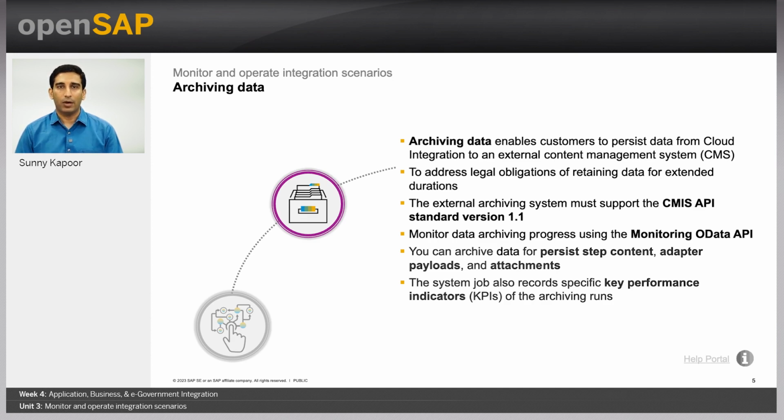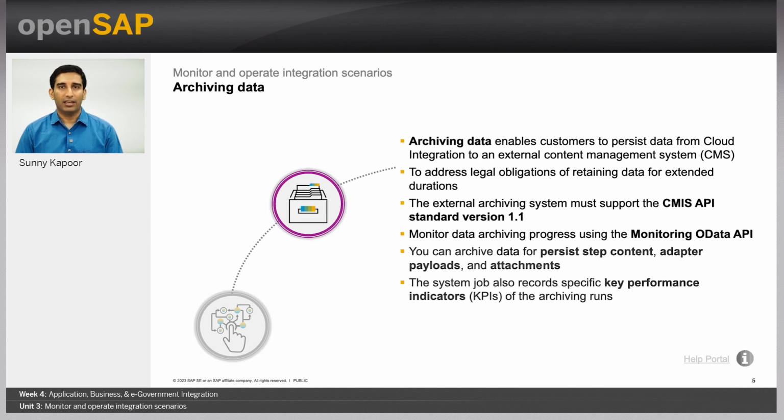The archiving feature allows customers to store message processing logs in a customer-owned archiving system such as a Content Management System, also known as CMS. The external archiving system must support the CMIS API standard version 1.1. To use the archiving feature, you need to configure a destination to your archiving system, activate archiving on the tenant using the Activate Archiving configuration on OData API, and finally, enable configuration of the archiving settings in the user interface.